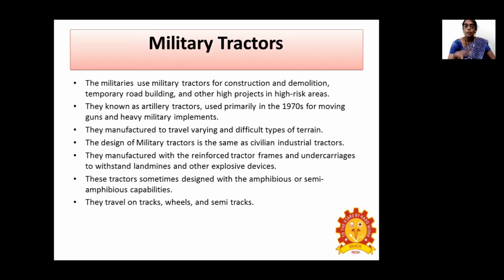So next one is the military tractor. Normally it is used for military purposes. It is known as the artillery tractor. Primarily in the 1970s, it was used to move guns and heavy military implements.